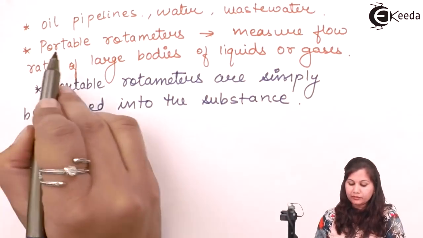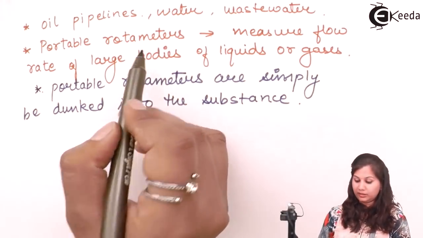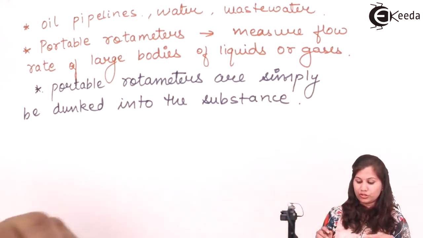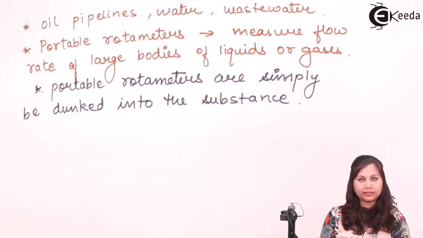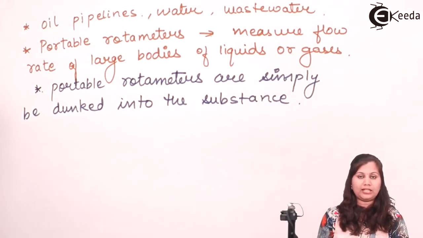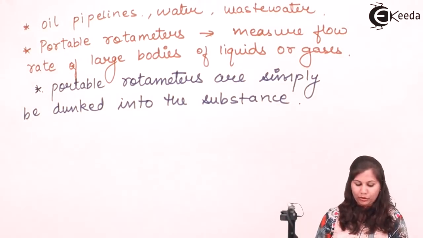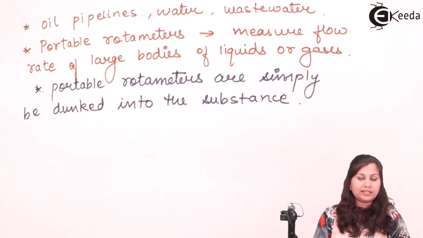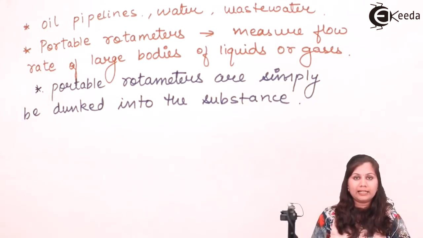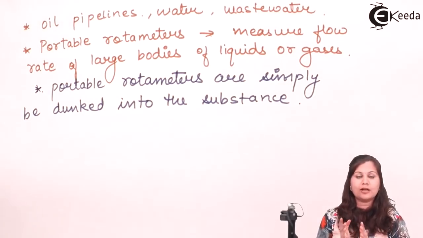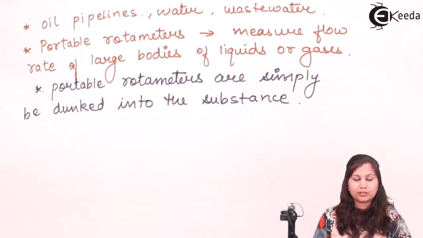When we are measuring with portable rotameters in these large bodies of liquids or gases, these portable rotameters are simply dumped into the substance, and the measurement can be done with that. So these are the applications. We have seen that rotameters are used for the flow rate measurement of liquids as well as gases. In liquids we have water, oils in the pipelines, wastewater industries, and chemical industries, where we can use them for liquid flow rate measurement, and they can also be used for gas flow rate measurement.